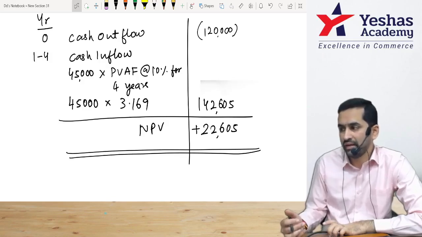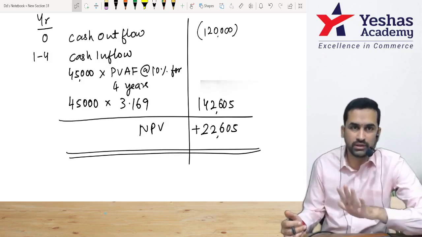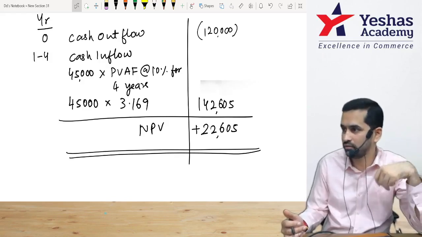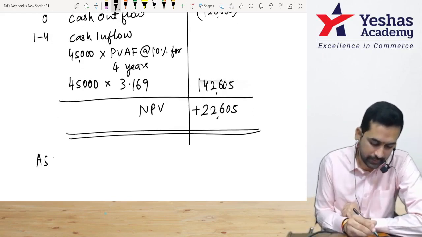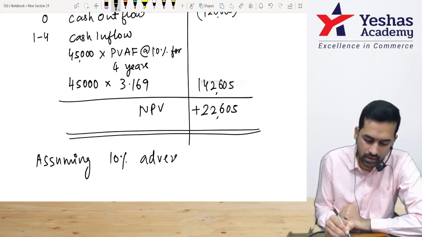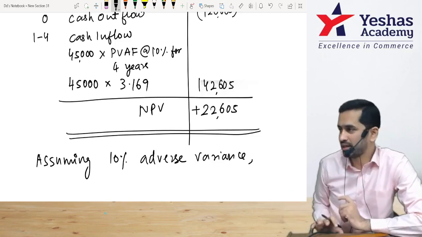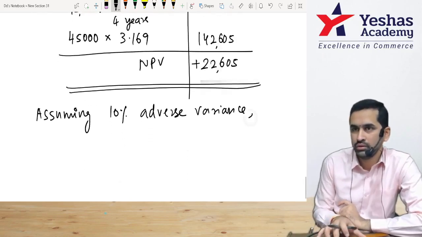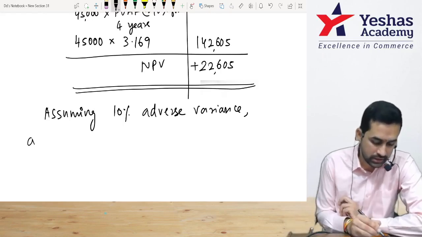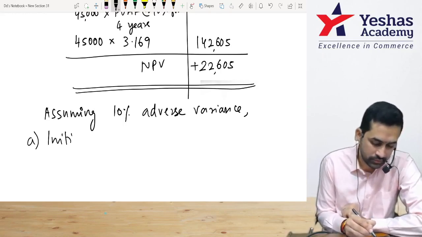Now, they haven't given the adverse variance percentage, so we'll have to make an assumption. That means this answer is still like the previous answer. I'm yet to discuss the alternate way. Assuming 10% adverse variance, you can count any number, 20% also, for the first item as per the question, initial project cost.